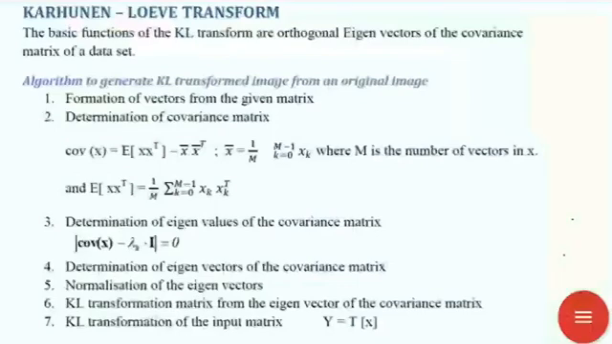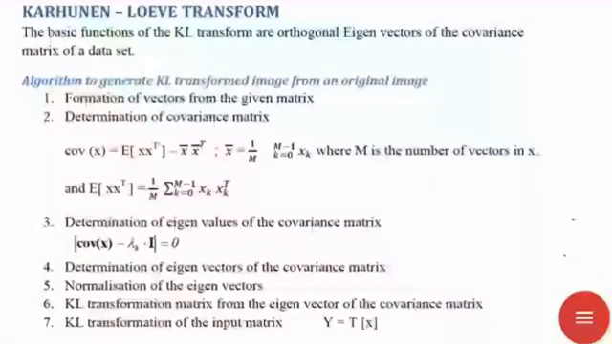Good morning, students. In this video, I'm going to explain the KL transform. The KL transform is also called the Hotelling transform. In the Hotelling transform, we have two different types of transformation techniques for images. The first one is the KL transform. The second one is the SVD transform, singular value decomposition transform. In our syllabus, we have the KL transform.